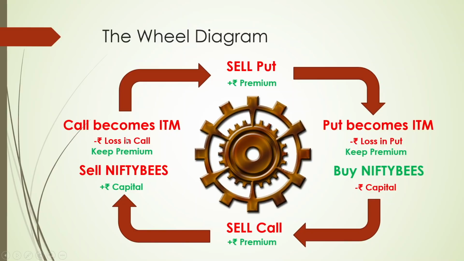Once your call is closed and you are selling the Nifty Bees, then when you come back to step 1, you don't need any additional capital. You can simply use your existing capital to sell the put. That is much more than enough, because you will require about 1 lakh rupees to sell it, but you already have about 8.5 lakhs with you.